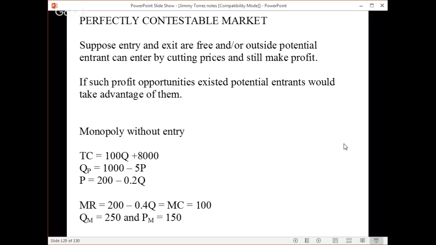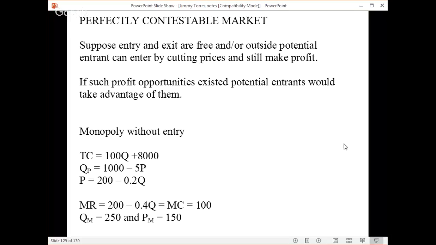So next I'm going to talk about contestable markets versus monopoly. Right? Suppose entry and exit are free, just like we assumed under monopolistic competition, and an outside potential entrant can enter by cutting prices and still make a profit. Right? If such profit opportunities exist, then potential entrants will take advantage of them.